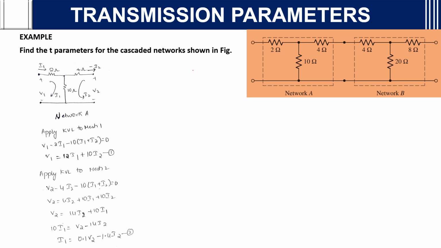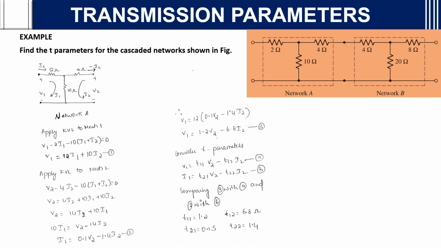This is in the form of the T parameters matrix. That is, I1 is equal to T21 V2 minus T22 I2. Okay, so we got two parameters of T for network A.